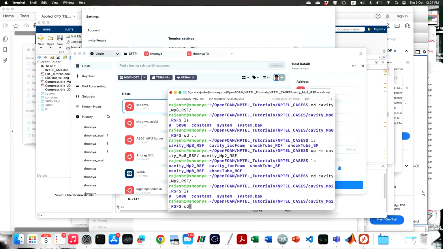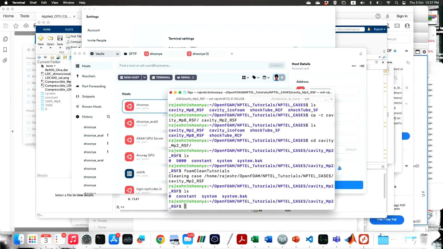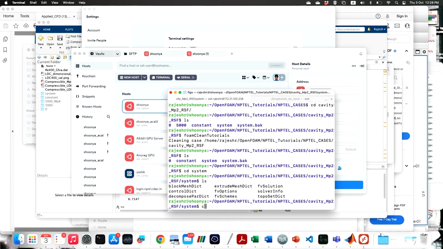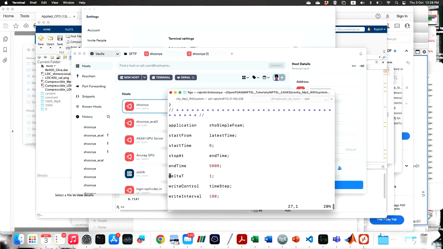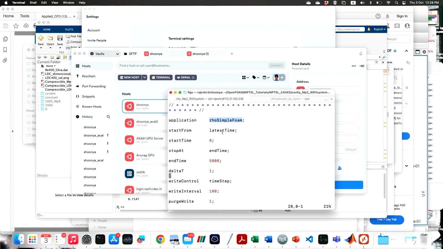So now I will just clean this case, foamCleanTutorials. Now I think everything is gone here. We had the solution up till 5000, now it is gone. Now you have to go to the system directory first, and you can see this controlDict. I am using rhoSimpleFoam, starting from latest time, and running till 5000.